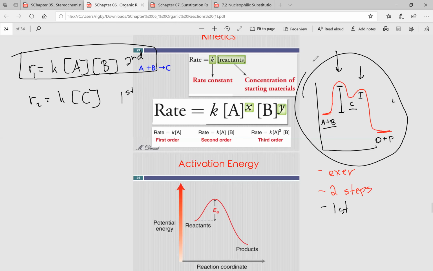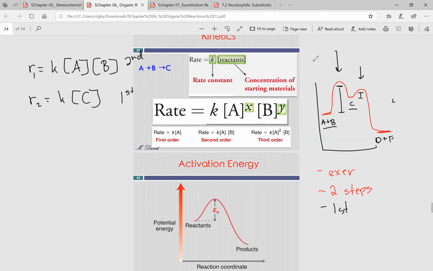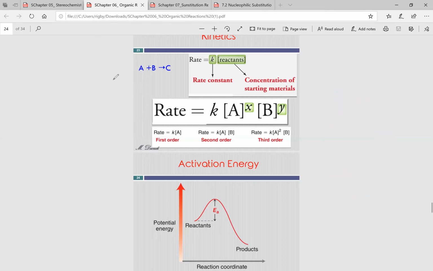So overall, this whole reaction is going to be second order. Okay, and it'd be the same thing if I did it backwards. Like, let's say that instead of this being A plus B and this being C, this was C and this was A plus B. Then rate 2 would determine the rate of our overall reaction. Okay, it just depends on which one is going to be our slower step. Okay, so let's continue on.